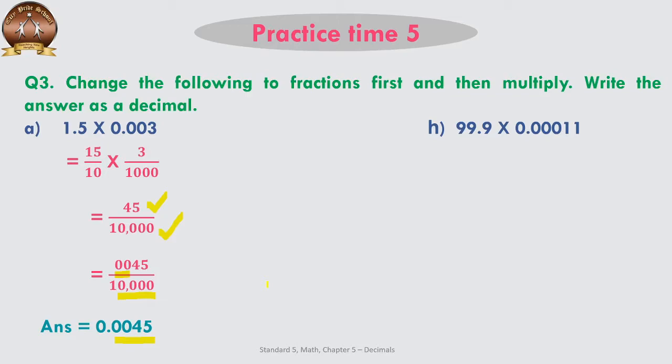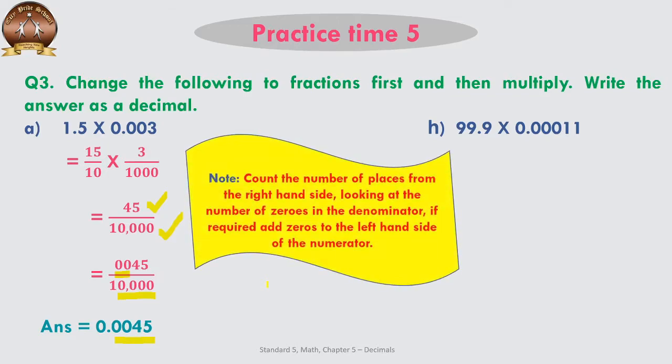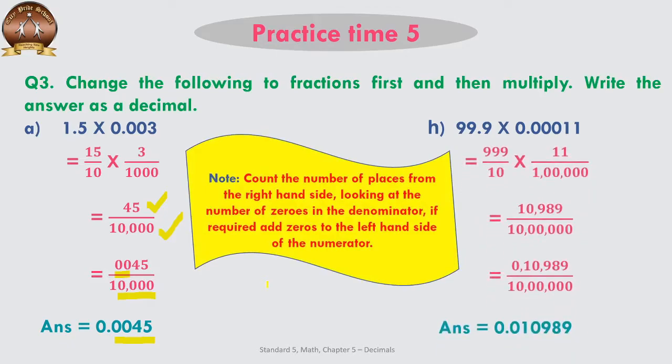Same is the case in the H part. 99.9 multiplied by 0.00011. Convert them into fractions. Multiply them. Numerator into numerator, denominator into denominator, and equal to the number of zeros in the denominator, put a point. Important thing is, count the number of places from the right hand side, looking at the number of zeros in the denominator. If required, add 0 to the left hand side of the numerator.